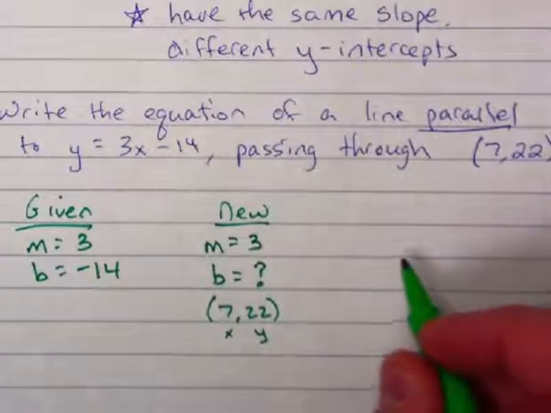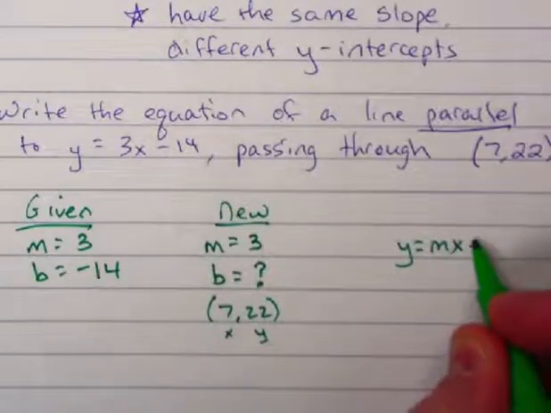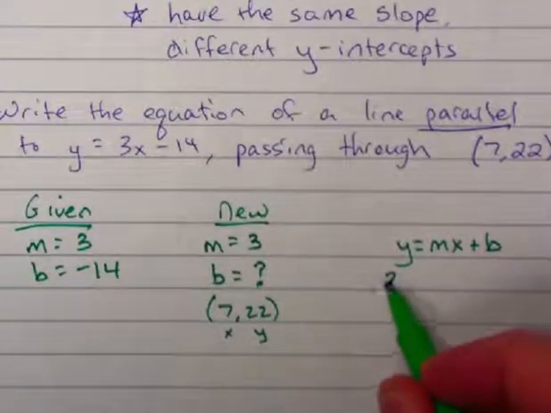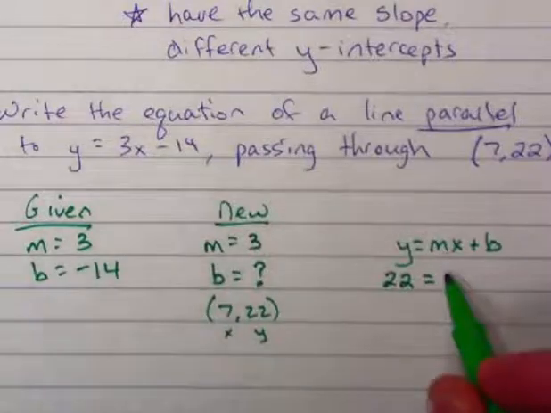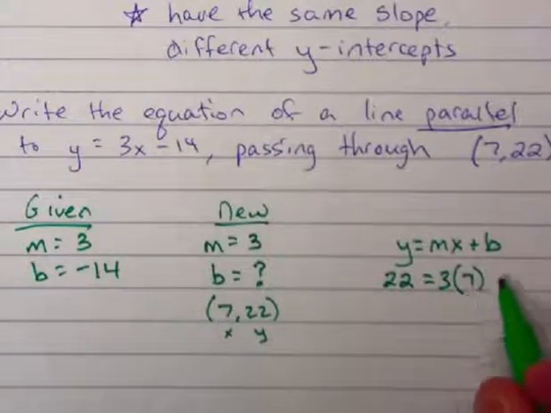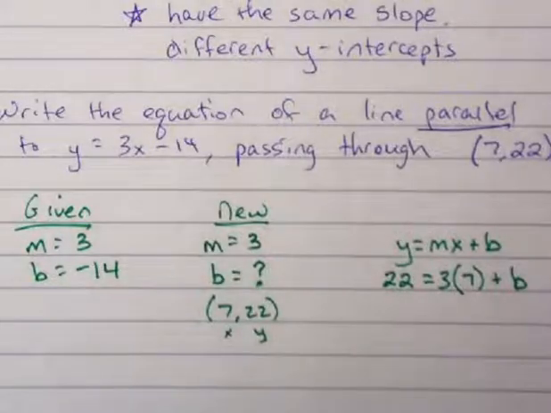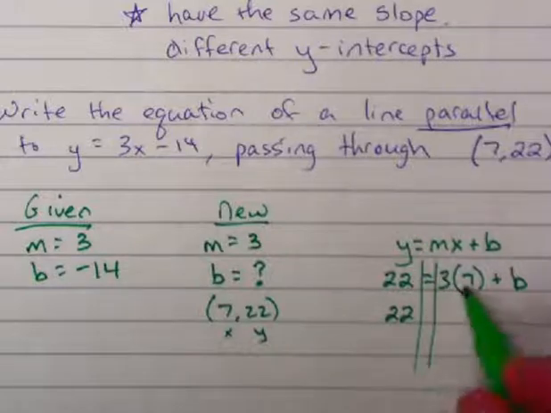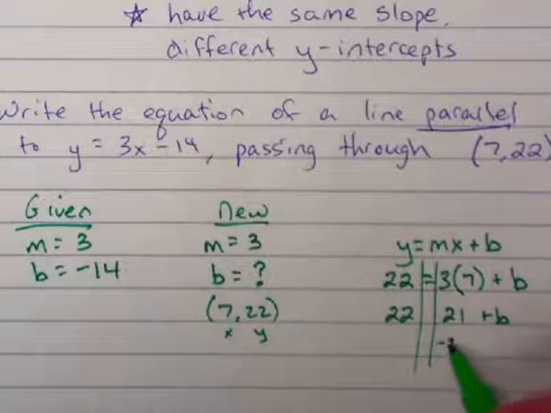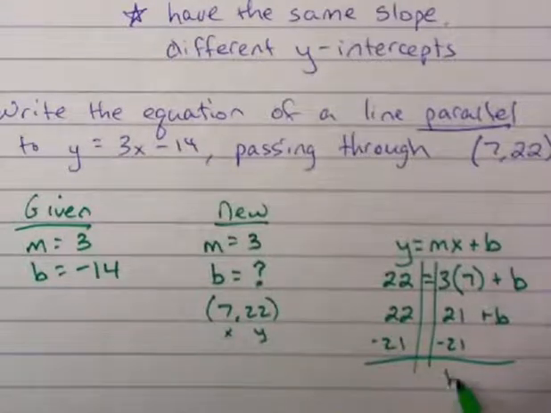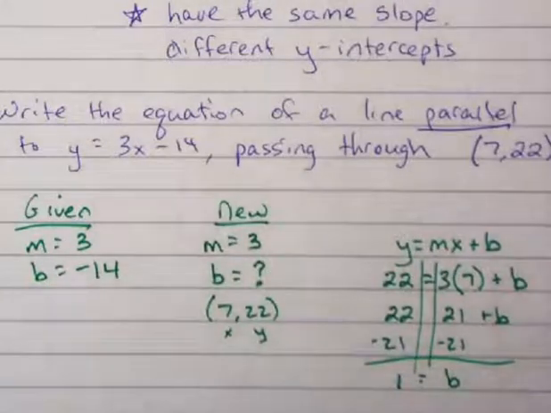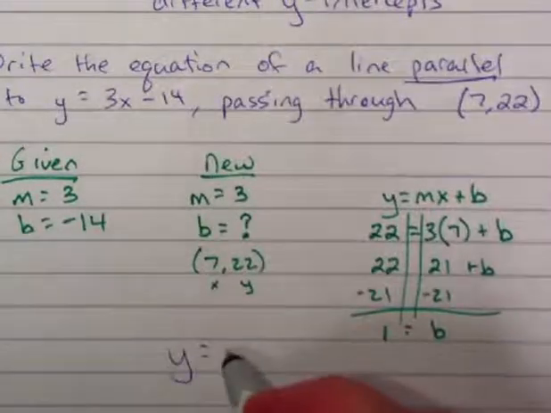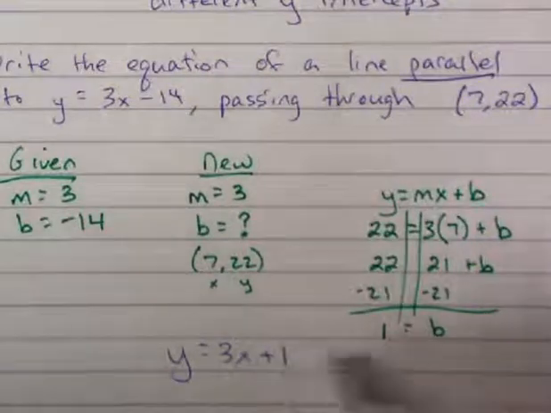So just like we did before, we're going to go to y equals mx plus b. We're going to substitute the information that we know. We know that y is 22. We know that m is 3, x is 7, and the y-intercept is what we're trying to figure out. So we use this to solve. 3 times 7 is 21. Subtract 21, and the b is equal to 1. So our new line has an equation of y equals 3x plus 1.